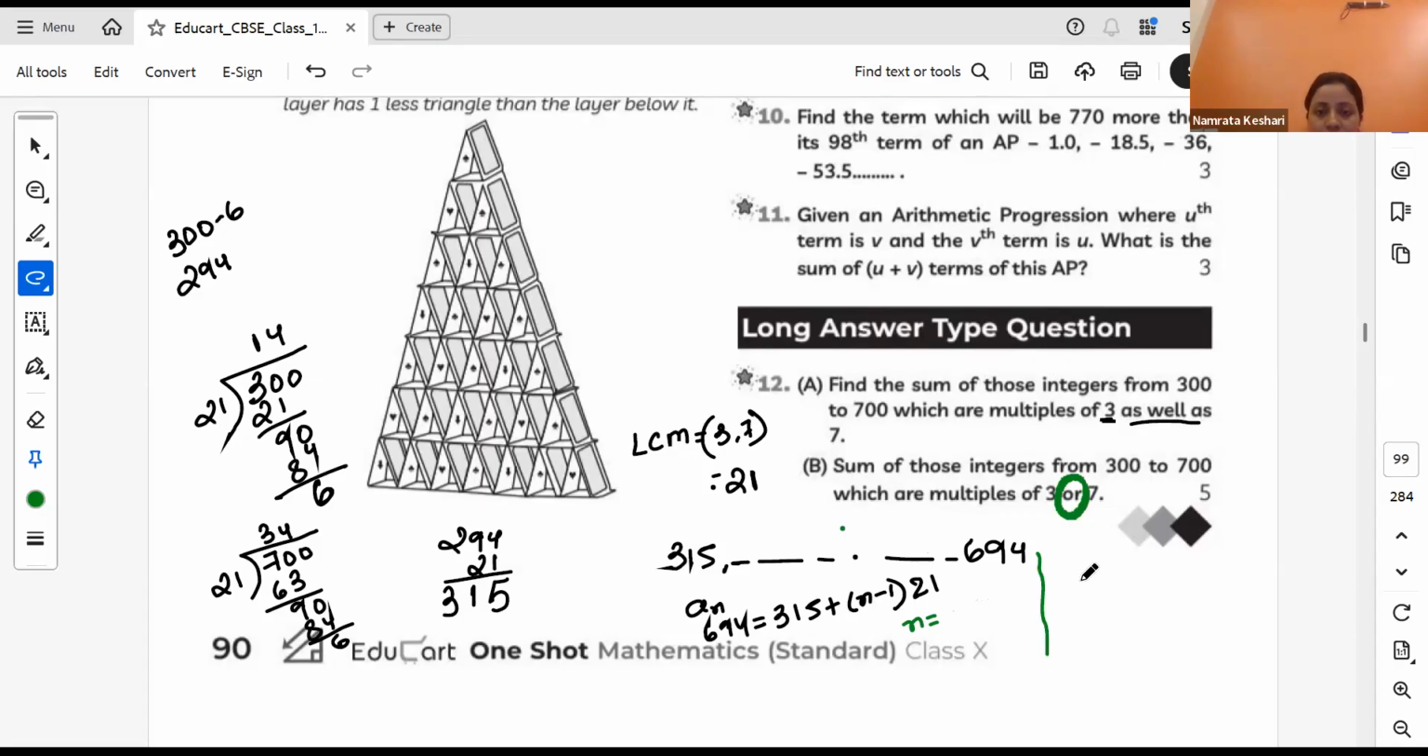What is n? Is it 20? Yeah. Where is the confusion?